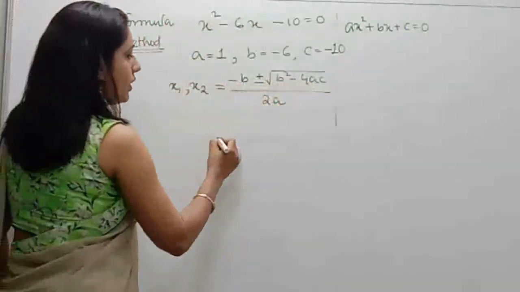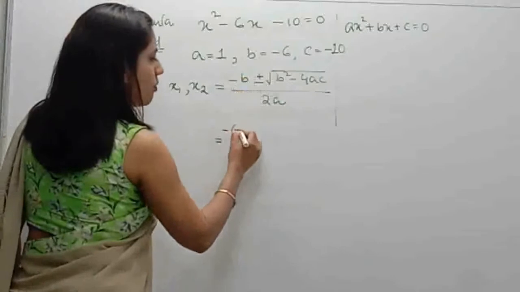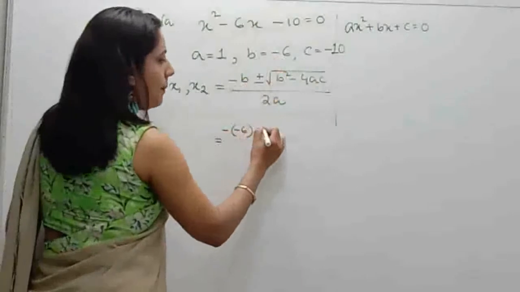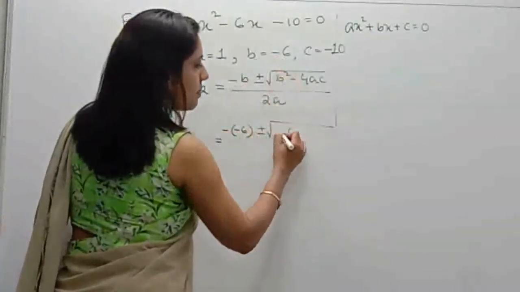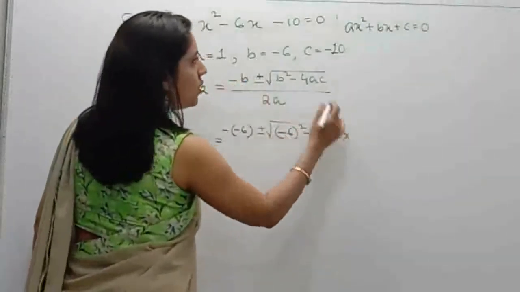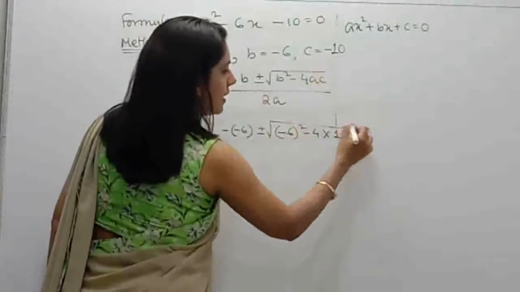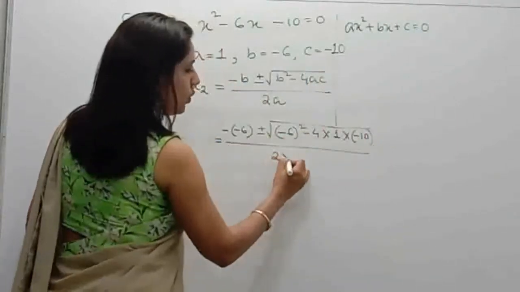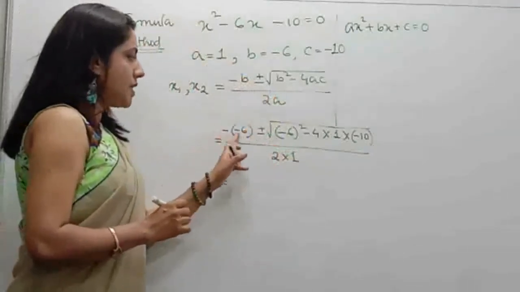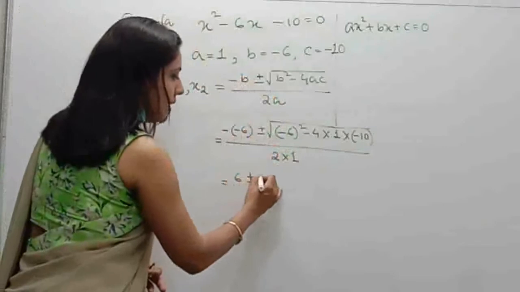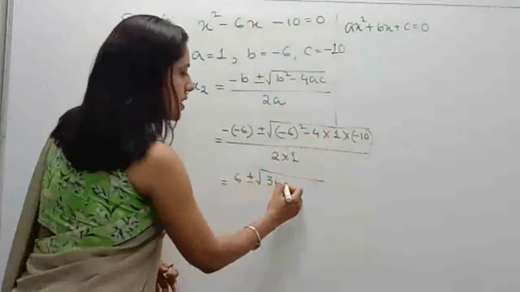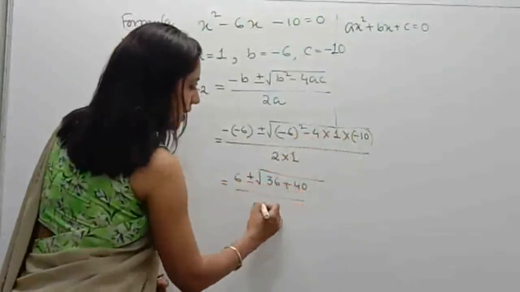Now just put the values over there. Minus b means minus of minus 6, since your b is minus 6. So put minus of minus 6 plus minus under root of minus 6 whole square minus 4 into a, which is 1, into c, which is minus 10, divided by 2 into a, that's 1. So the solution comes here: minus into minus is plus 6 plus minus under root of minus 6 whole square, which is 36, minus minus plus 40, divided by 2.